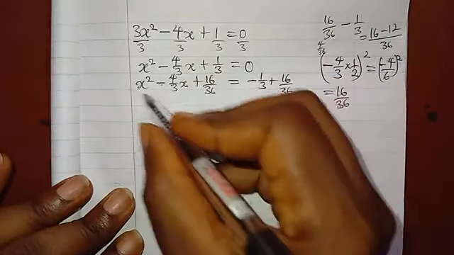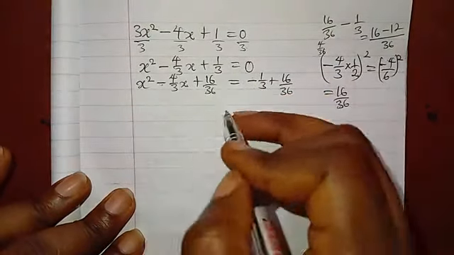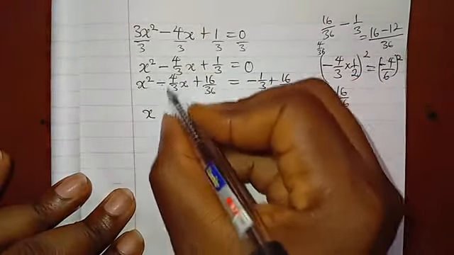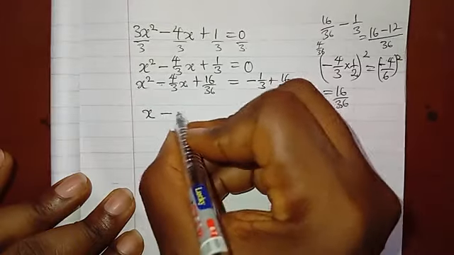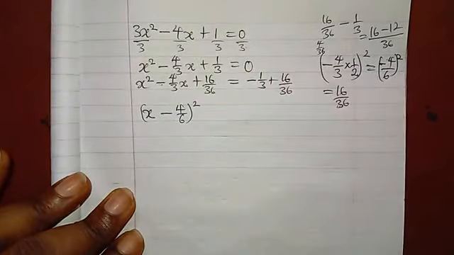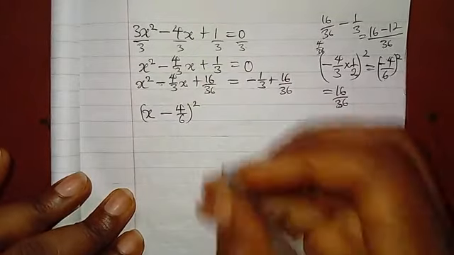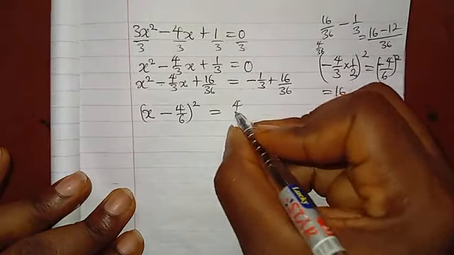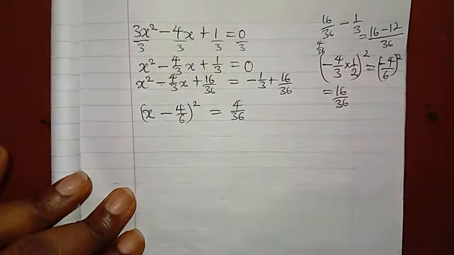So we get this part to become that perfect square, which is x, and then half of this, which is minus 4 over 6, squared. Remember where we solved it, minus 4 over 6 squared is equal to 4 over 36.